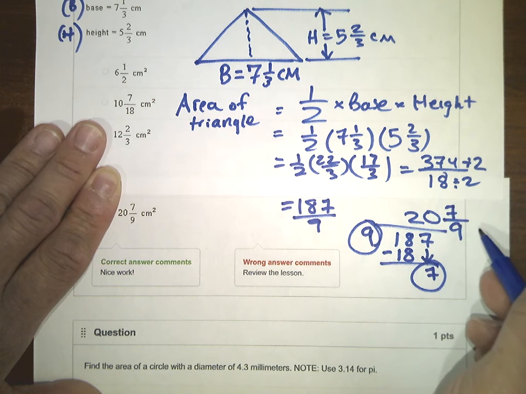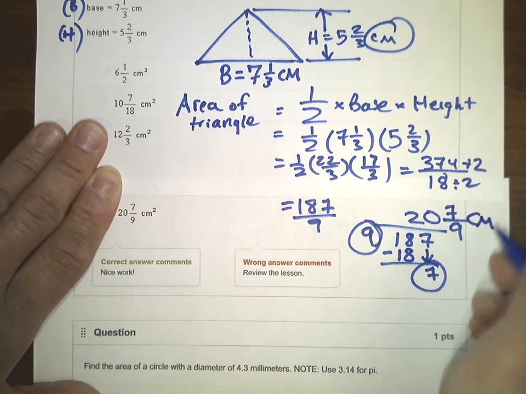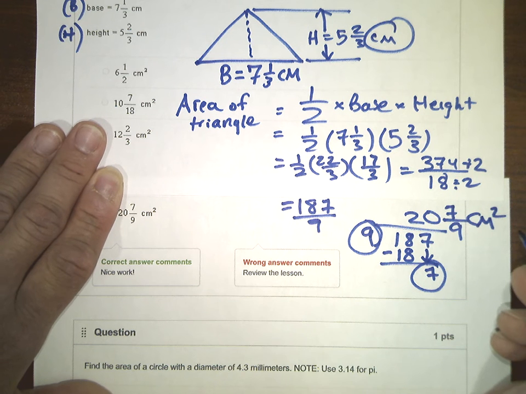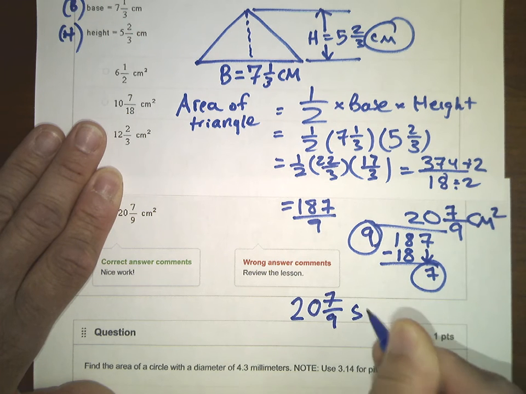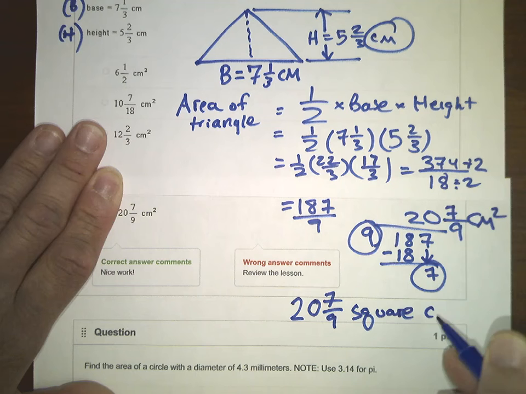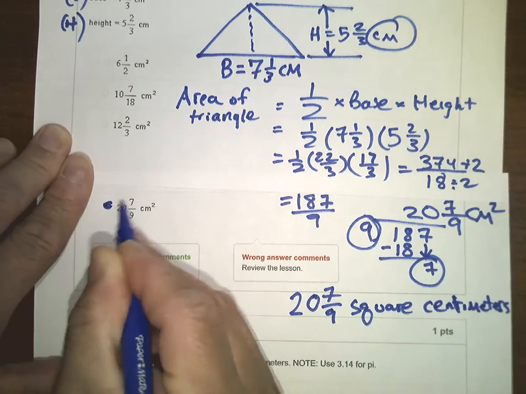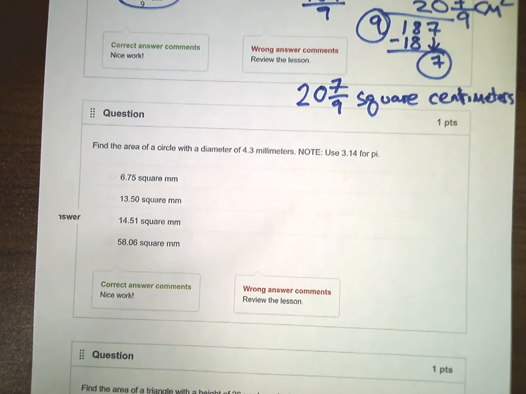So 20 and 7/9. And because the original units are in centimeters, this is centimeters squared because we're talking about area. So it's in square units. In this case, the units are centimeters, so square centimeters. So this is 20 and 7/9 square centimeters, or centimeters squared. All right, what a time to be alive. Here is the answer. So let's try another problem here.